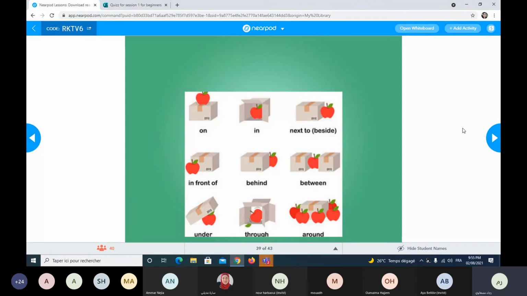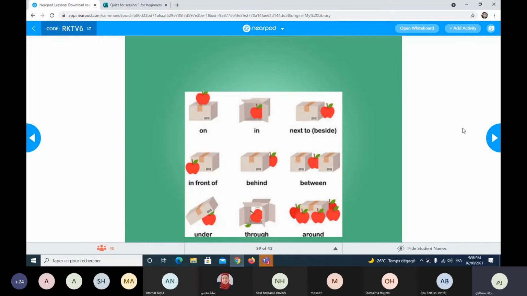I move to picture number four. Where is the apple? The apple is in front of the box. Picture number five. Where is the apple? The apple is behind the box. I move to picture number six. Where is the apple? The apple is between the boxes.